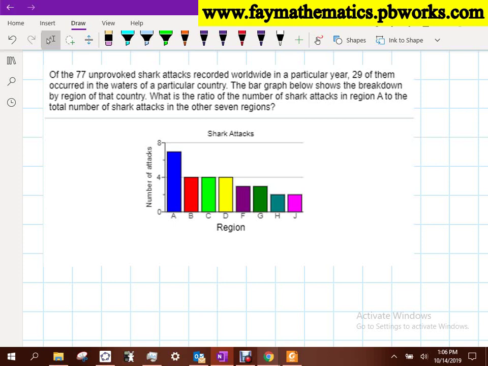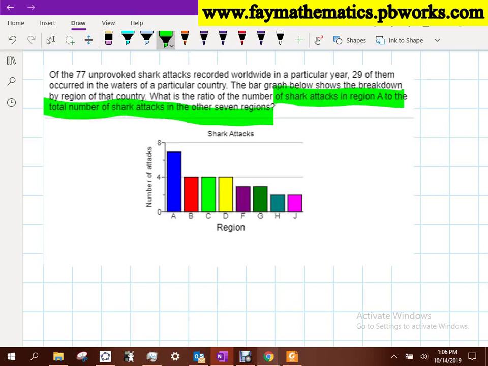Okay? So it says, of the 77 unprovoked shark attacks recorded worldwide in a particular year, 29 of them occurred in the waters of a particular country. The bar graph below shows the breakdown by region of that country. What is the ratio of the number of shark attacks in region A to the total number of shark attacks in the other 7 regions? They give you a lot of information here, some of which is critical, some of which is just garbage. That is critical. What's the ratio of shark attacks in region A? Region A compared to the other 7 regions.